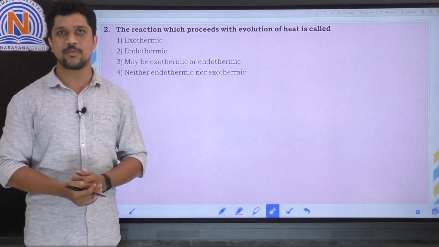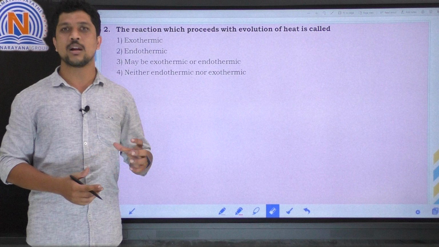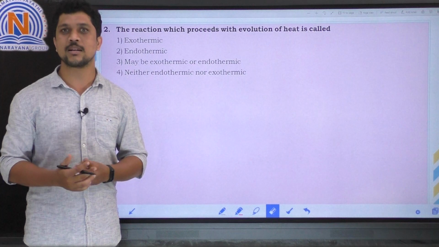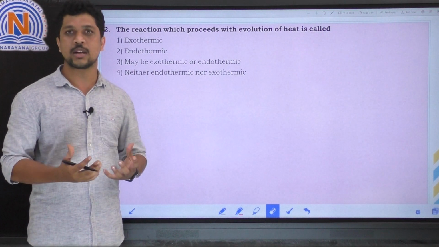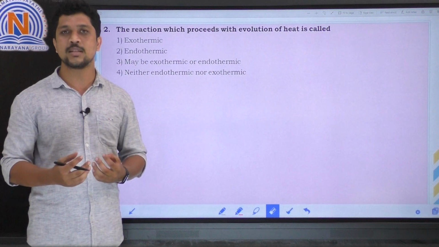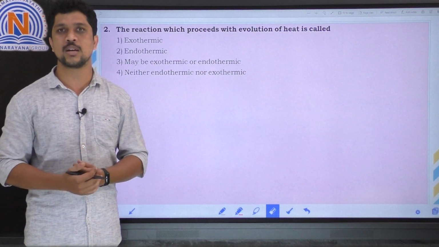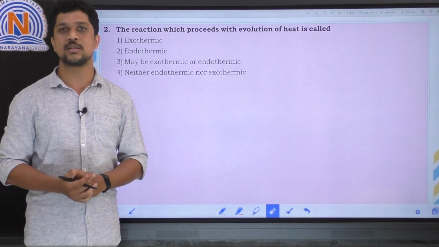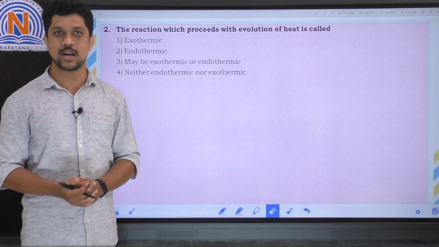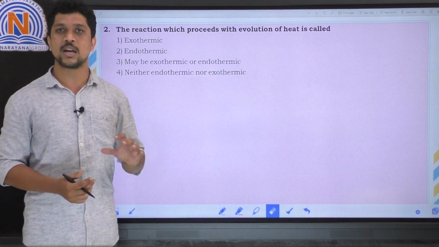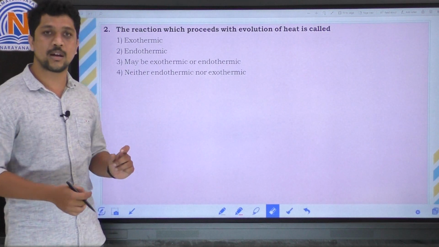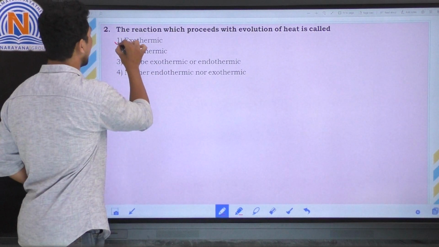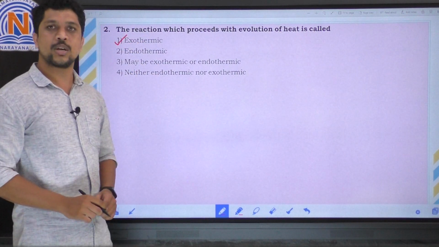In daily life, we can observe an exothermic reaction, that is respiration, in which the glucose from whatever food we are taking reacts with oxygen and produces carbon dioxide as well as heat and energy. So respiration we can tell is an exothermic reaction. So in exothermic reaction, we can observe the heat evolution. So the reaction which proceeds with evolution of heat is called exothermic reaction, that is the first option. Let's move on to the next question.